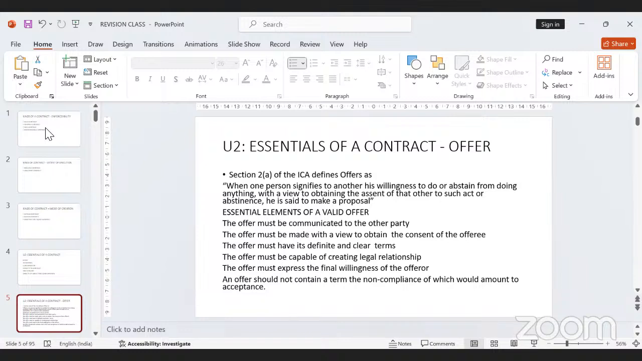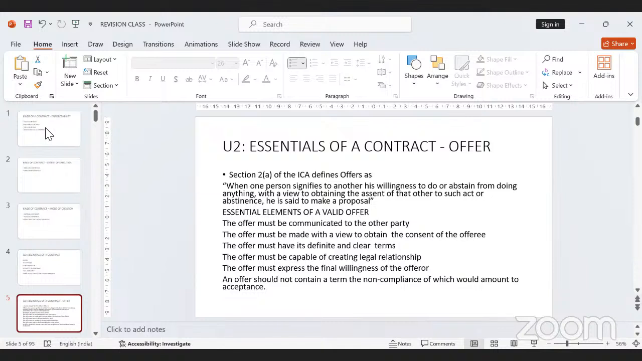And then the offer must be made with a view to obtain the consent of the other person. That is the offering. The offer must have definite and clear terms. Like, I want to sell you my house for a good price. Is this an offer? No, it is not an offer. Why? Because what is meant by good price? There is no clear understanding of it. So an offer, in order to be valid, must have clear and definite terms.